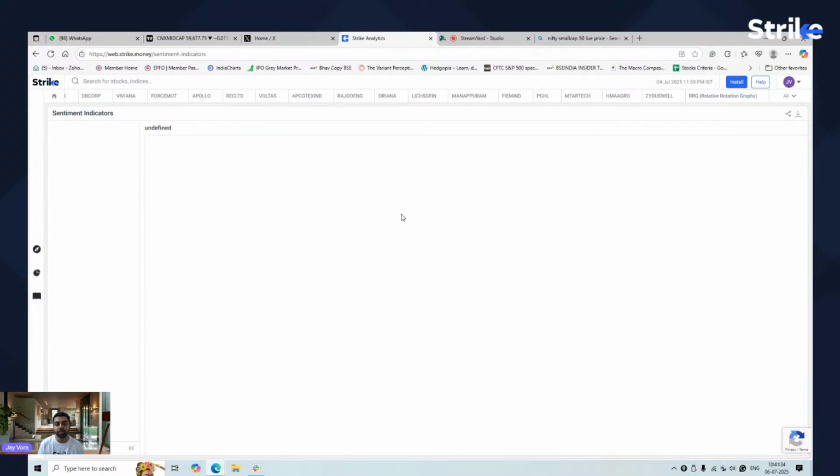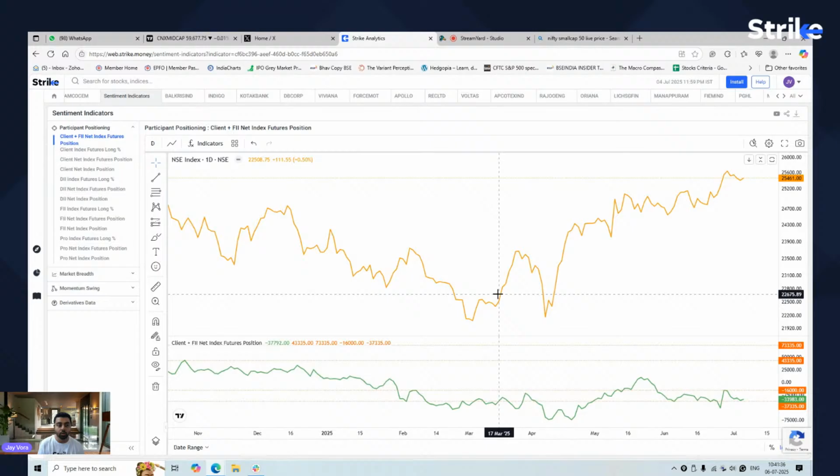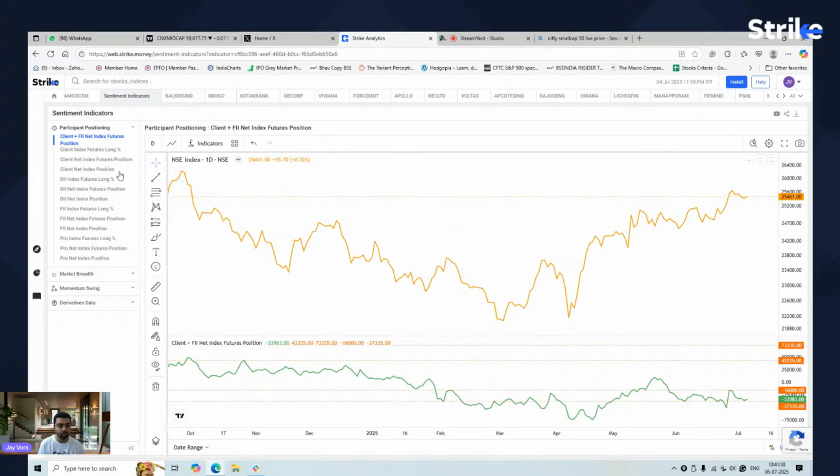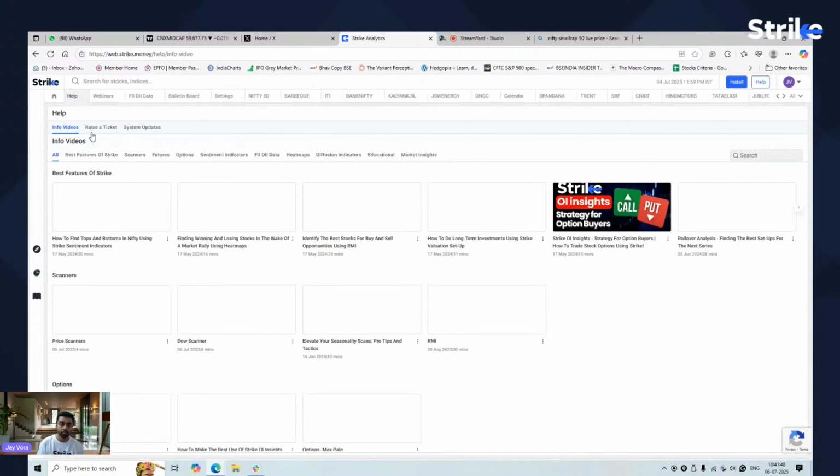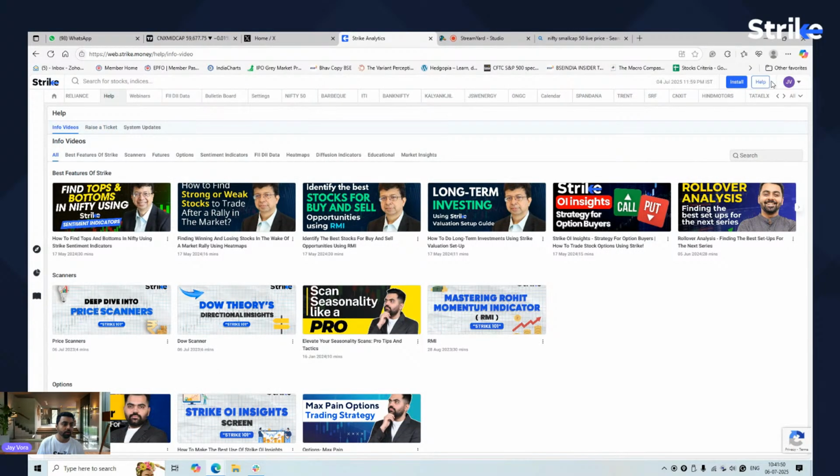Here we have explained how to find the tops and the bottoms in the Nifty index. We have different types of sentiment indicators over here. If you click on help, here you will find this video of how to find the tops and bottoms in the Nifty index using the sentiment indicators. You can go through this video, which is 30 minutes. It explains everything in detail.